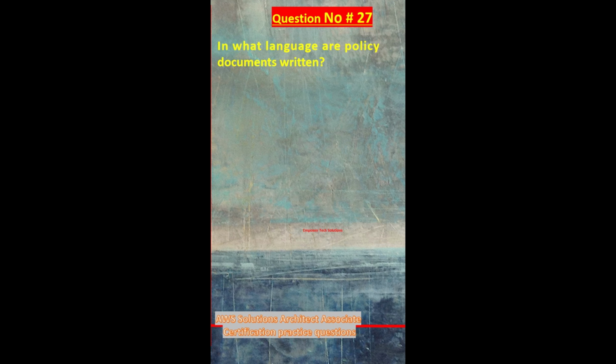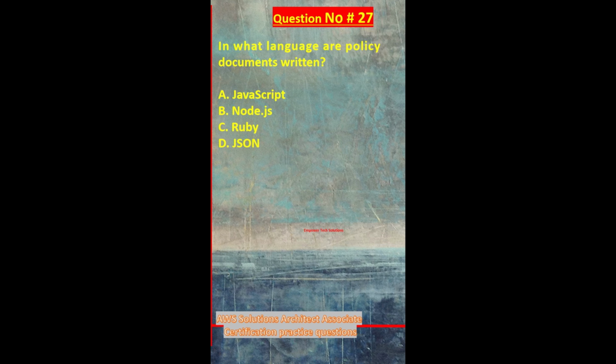In what language are policy documents written? A. JavaScript. B. Node.js. C. Ruby. D. JSON.